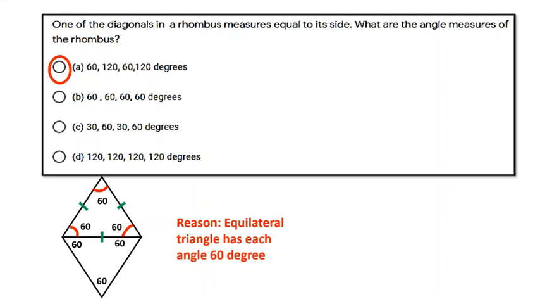Now, one of the diagonals in a rhombus measures equal to its side. So you can see the rhombus. I have drawn the rhombus. I did not draw another diagonal. I have drawn only one diagonal because the question speaks about only one diagonal. So I have drawn one horizontal diagonal. You can see that. And one of the diagonals in a rhombus measures equal to its side. So I have cut there. One green cut, green cut, green cut is drawn.